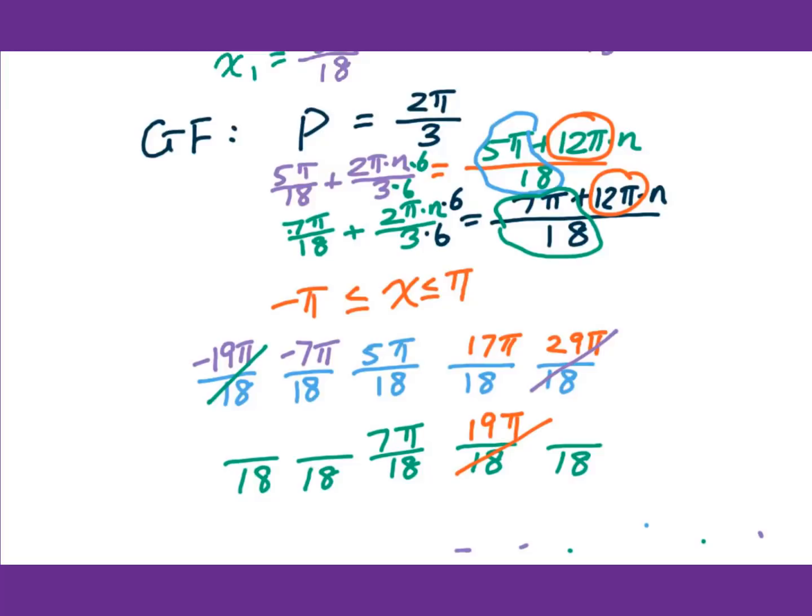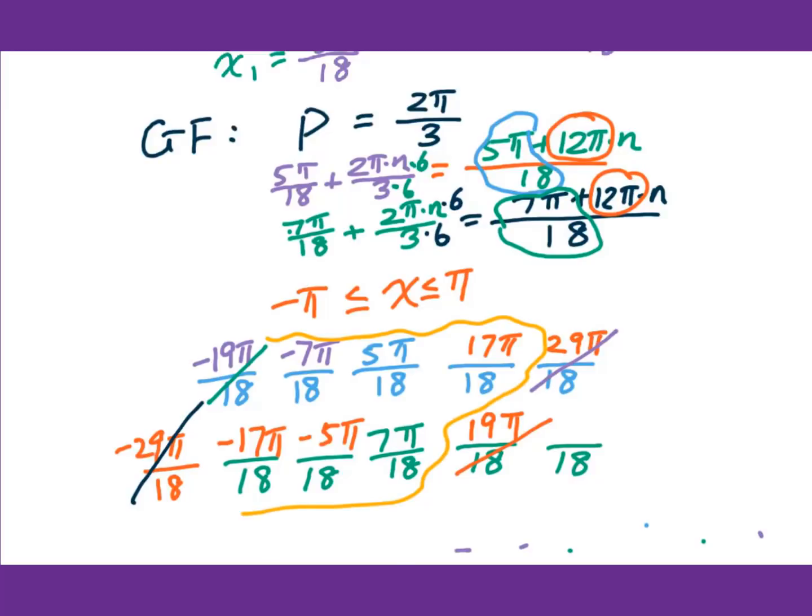So I minus 12 pi, you got negative 5 pi over 18, negative 17 pi over 18. Then I keep minus 12, that's negative 29 pi over 18. This is gone. Therefore, we got 6 solutions. That's this 6 will be our solution between negative pi to pi.